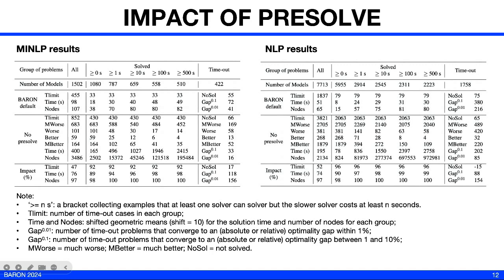And in the time-out category, we evaluate the final gap because both solvers failed to solve these problems to global optimality. So we compare the gaps. Then we see that with Presolve, we can find more problems with better gaps.